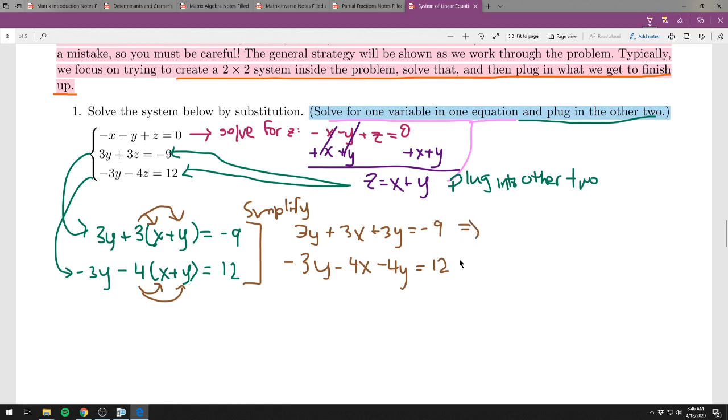And I'm going to combine the like terms and simplify one more step. So here on this first equation, we got 3x and 6y on the right part, and that equals -9. And combine our like terms here. In the third equation, we got -4x minus 7y equals 12.